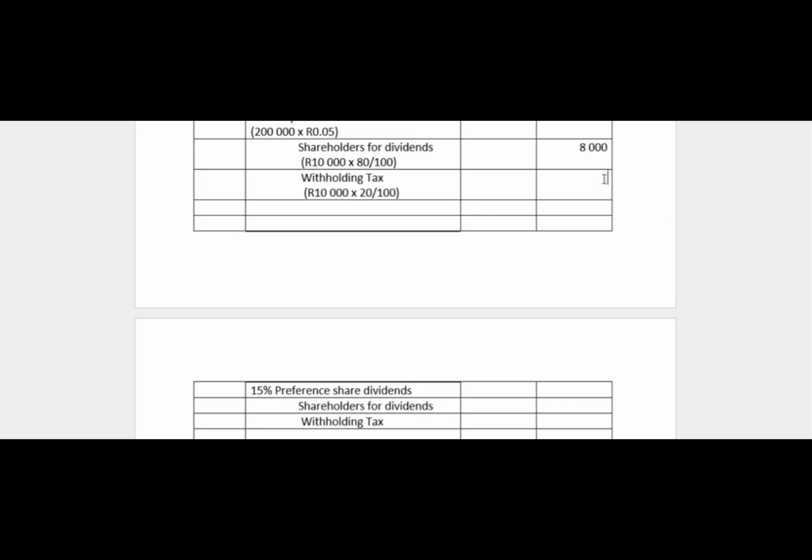All right, and then 10,000 rand of dividends, not shares, I mean to say. Okay, sharp. So now you see. So this is how we've allocated, we've declared dividends. This is how you record the declaration of dividends for ordinary shares.